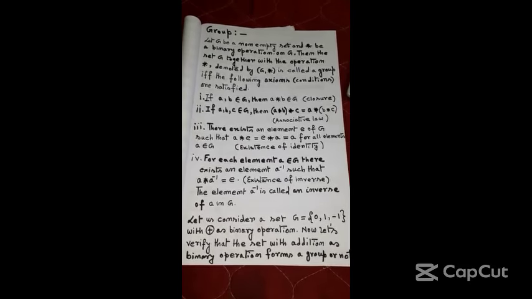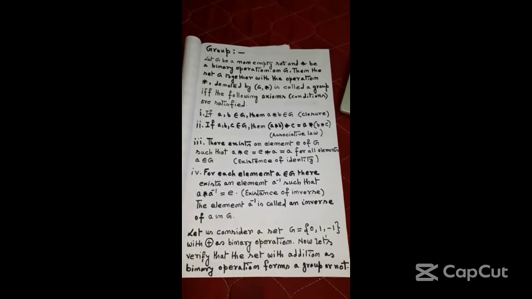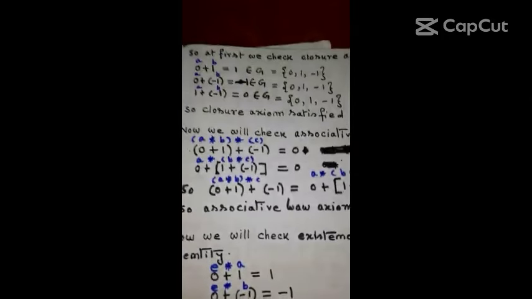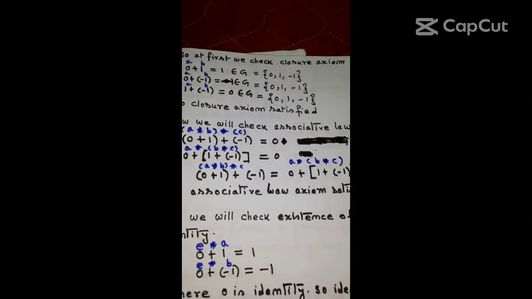So let us consider a set G, which has members 0, 1 and minus 1, and let us consider addition as the binary operation. Let's check whether this set G with members 0, 1 and minus 1, with addition as binary operation, forms a group or not. First, we have to check the closure property.